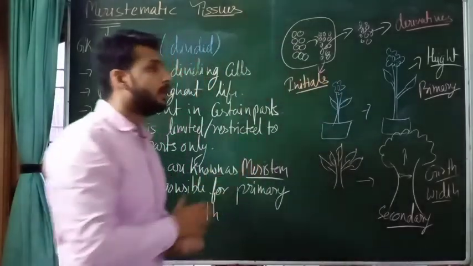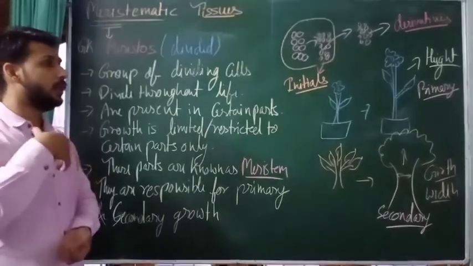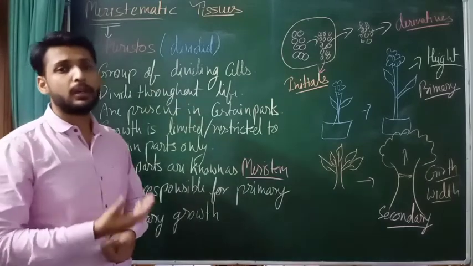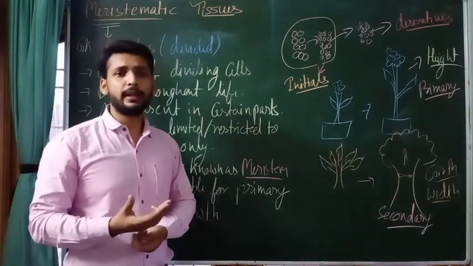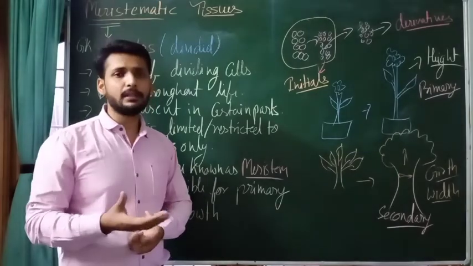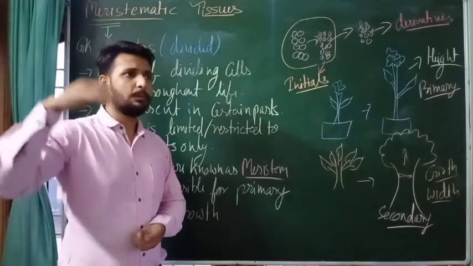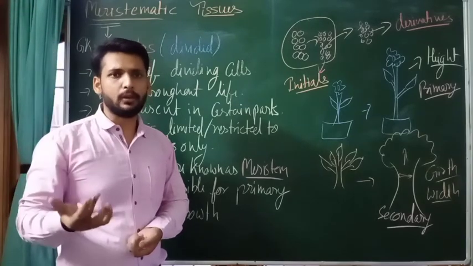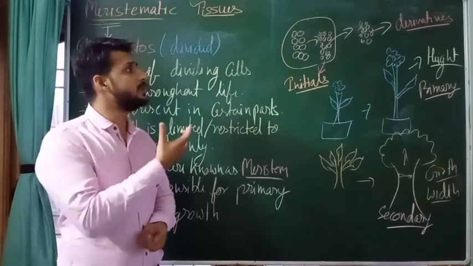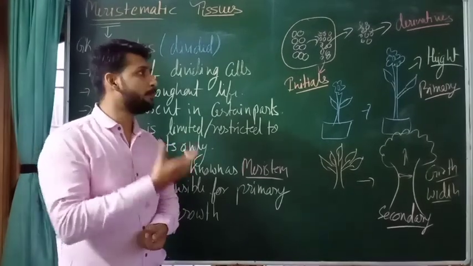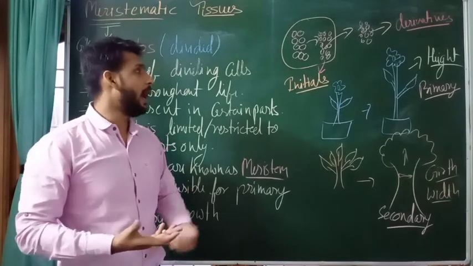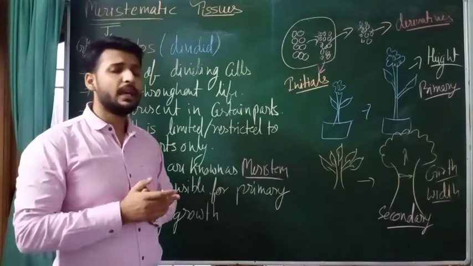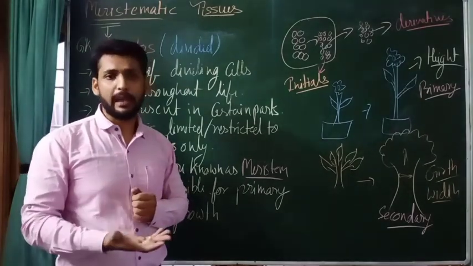Got it? So these cells can divide further throughout the life of a plant. That's why they are responsible for the growth in the plant. In the plant, growth is for the lifetime, but in animals, it is up to a certain age only. A person grows up to a certain age and stops, right? Height is limited only. But in plants, the growth is unlimited. The plant grows throughout its life, and it is all due to the meristematic tissues. These tissues grow throughout their life, right?